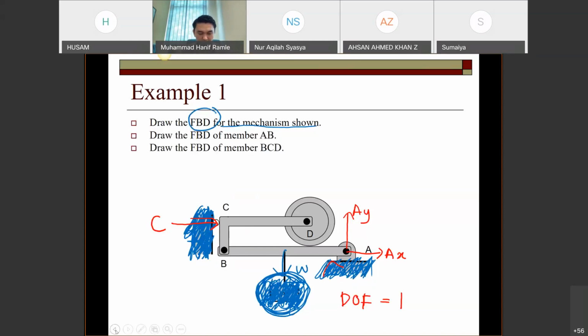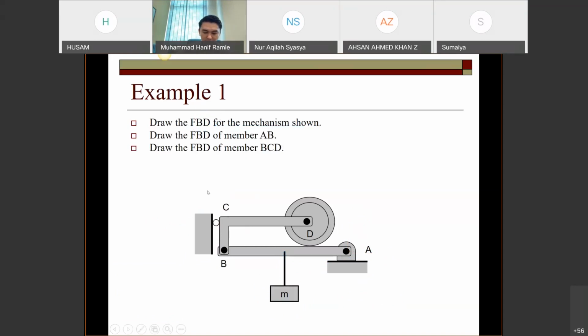So how about the second one? The second question: draw the FBD for member AB. What is the first step that you have to do?